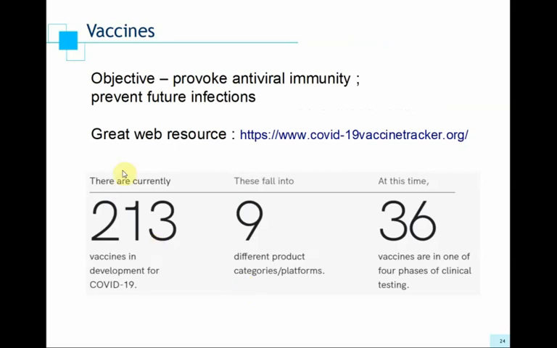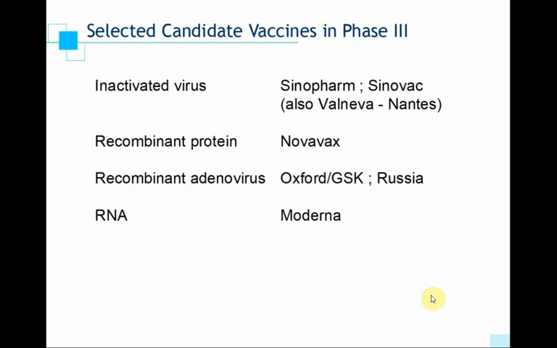So vaccines. The objective here is to try and stimulate immunity and prevent people getting infected in the future. Now, I found this great web resource, and it told me that there are 213 candidate vaccines, in 9 different categories, and there are 36 in clinical trials. So this is a massive vaccine effort. So what are the different types of vaccine candidates?